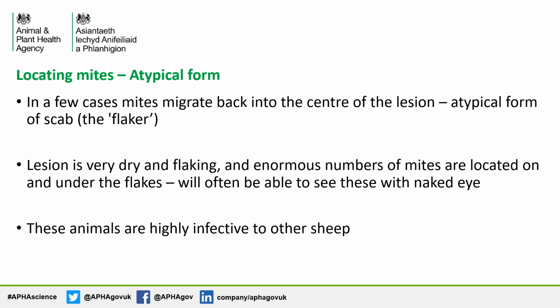In a few cases, mites will migrate back into the centre of the lesion. This is the atypical form of scab. The lesion is very dry and flaking. An enormous number of mites are located on and under the flakes, and you will often be able to see these with the naked eye. These animals are highly infective to other sheep.